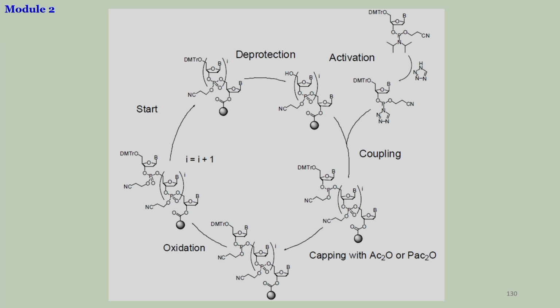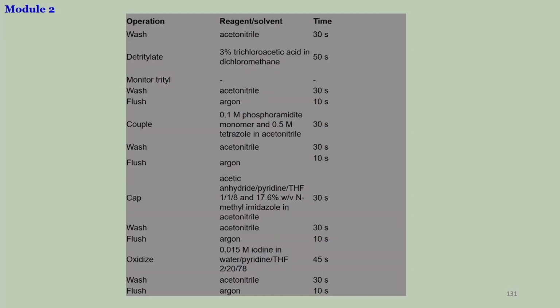So, this is again the cycle, you can go around the cycle again and again. Here is the time frame, how much time you need to complete this. You see it is really fast, really beautiful, really fascinating chemistry, and every step we have washes to remove all the liquids out. The first step is washing with acetonitrile, which takes only 30 seconds. Detritylation, that is the removal of the DMT, takes 50 seconds.